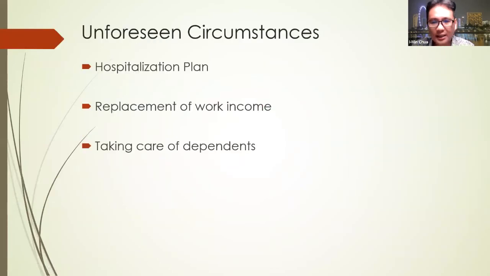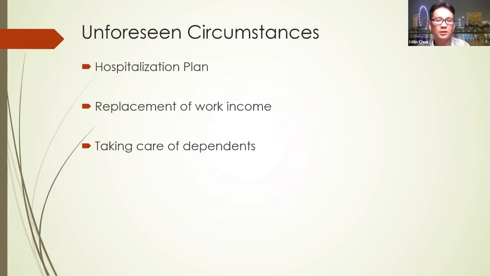In terms of unforeseen circumstances, the generally known ones are these 3. Number 1, because of a certain unfortunate event, there's a need for hospitalization, and obviously hospitalization is expensive. So we want to be protected against that. That's 1.